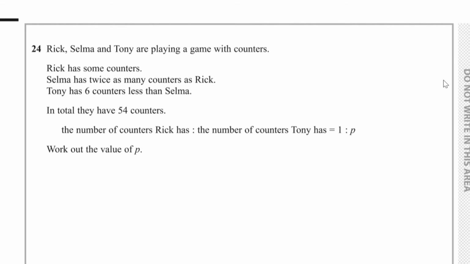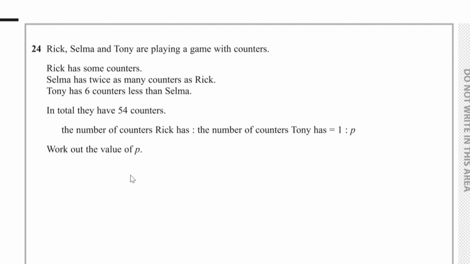Question number 24. Rick, Selma and Tony are playing a game with counters. Rick has some counters. Selma has twice as many counters as Rick. Tony has 6 counters less than Selma. In total they have 54 counters. The number of counters Rick has to the number of counters Tony has is in the ratio 1 to p. We have to work out the value of p.